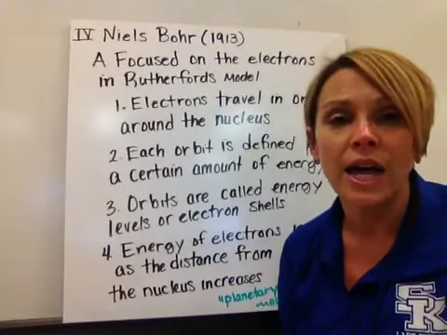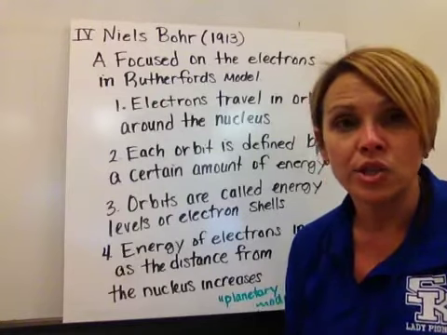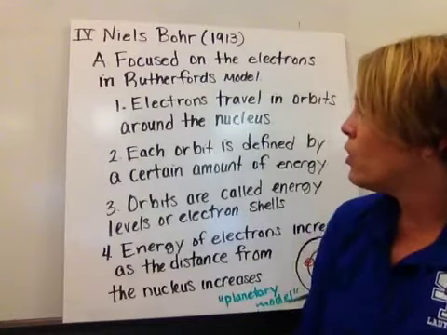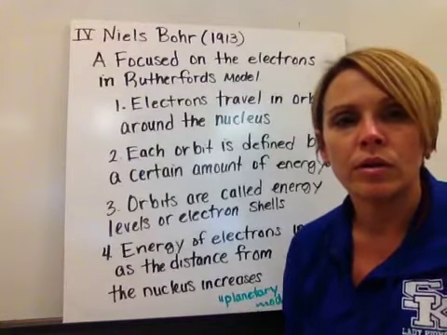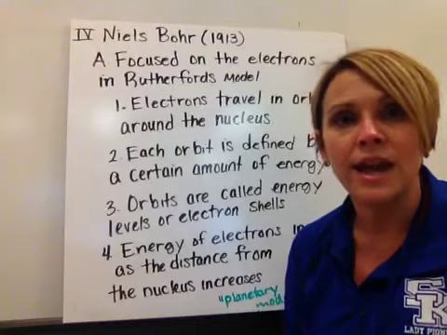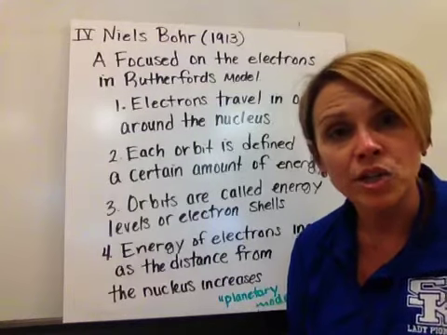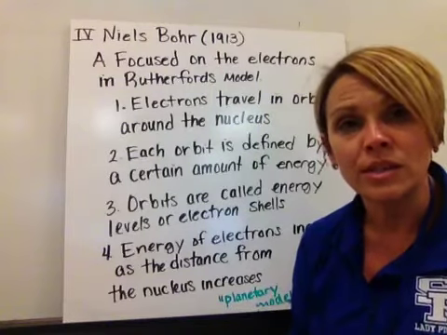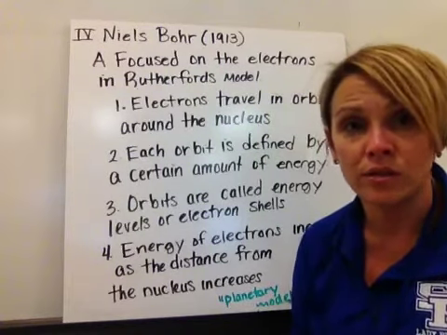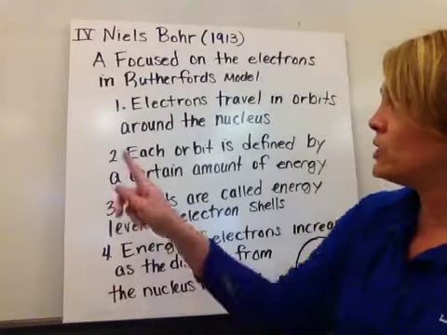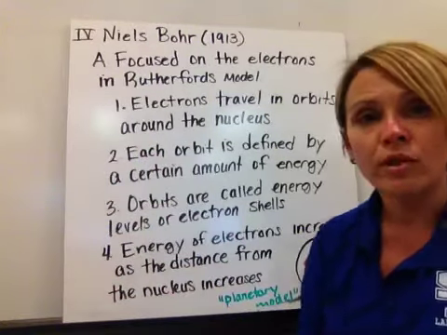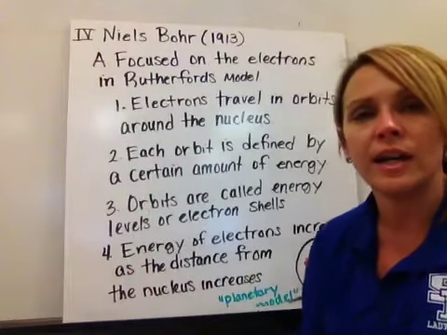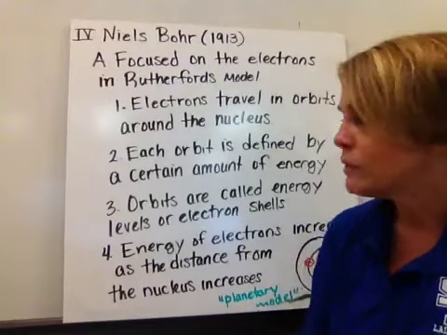So if you remember in the last picture you drew, you had electrons that were just kind of spinning around the nucleus. Well, in this case, Niels Bohr did some experiments that helped him understand that electrons actually give off energy. And because of this, he was able to see that electrons give off different amounts of energy. So the first thing we need to know is that electrons travel in orbits around the nucleus, and that each orbit is defined by a certain amount of energy.